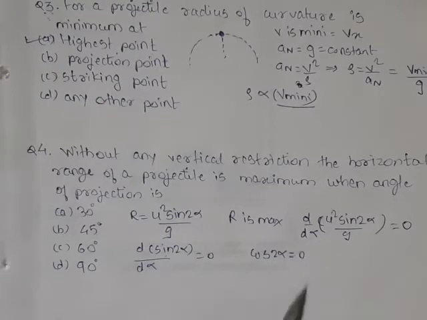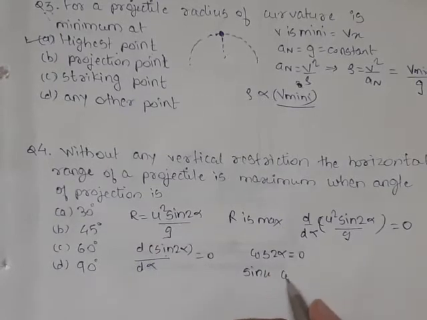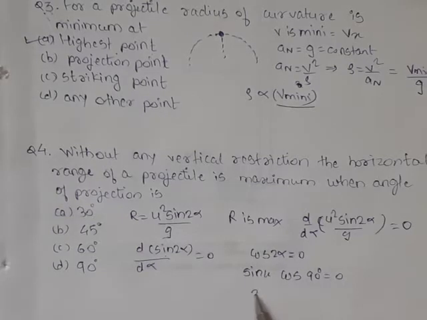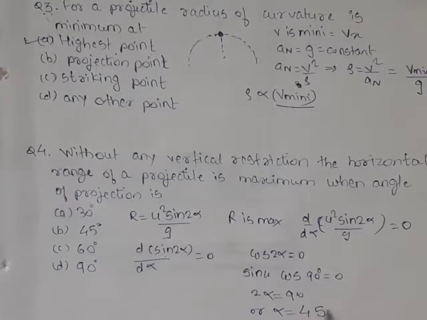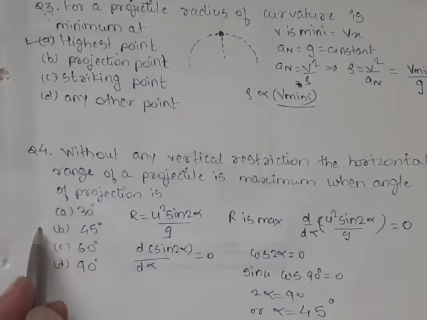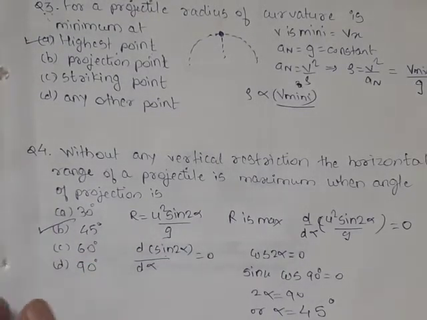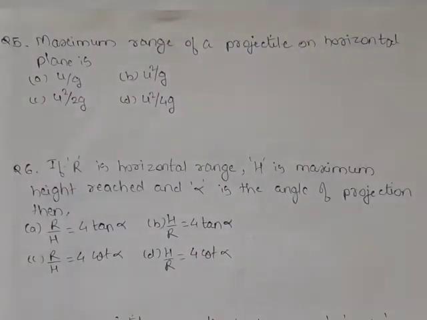For which angle does cos come to be 0? We know that cos of 90 degree is equal to 0, so we can say 2 alpha is equal to 90 degree, or alpha is equal to 45 degree. So our answer alpha is equal to 45. So from question 4, option B is correct, that is the range is maximum when the angle of projection is equal to 45 degree. Now we'll see the next question, question 5.